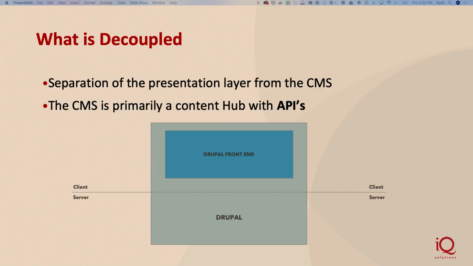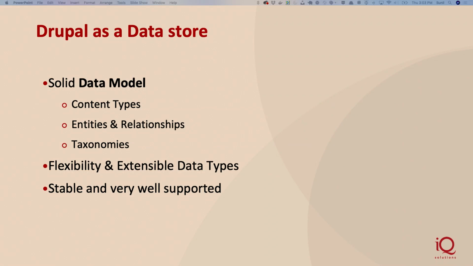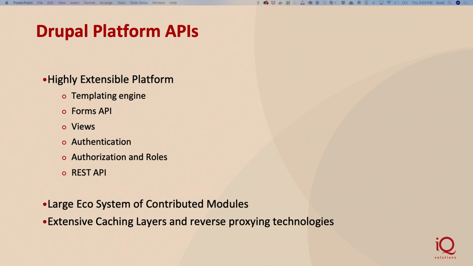So today, I'll get started now with what is decoupled. What are we really talking about? Decoupled can mean many different things in many different systems, but in the whole Drupal space, we're trying to separate the presentation layer of the CMS from the actual backend, and the backend just becomes an API, a content hub. We all know Drupal has a very strong data model. It provides you content types, entities, and relationships, taxonomies. It's very flexible, highly extensible. We all love working with it, and it's very stable and well supported.